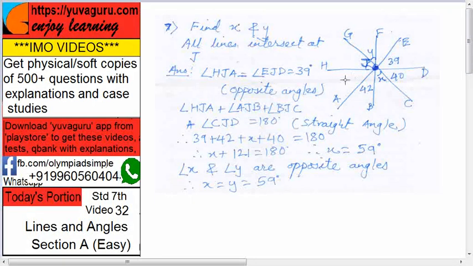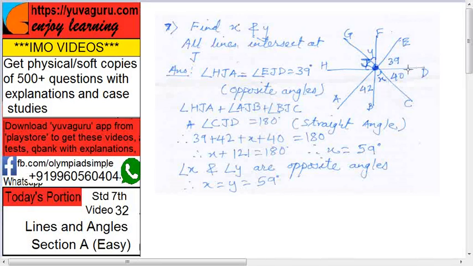So, these two angles, EJD and HJA, are vertically opposite angles, so they are equal. So HJA equals EJD equals 39. Now you got this as 39, right? Now line HD is a straight line, so the sum of all angles on this line will be 180 degrees.